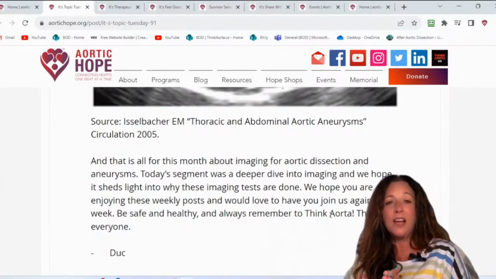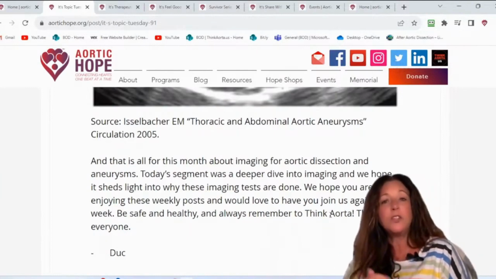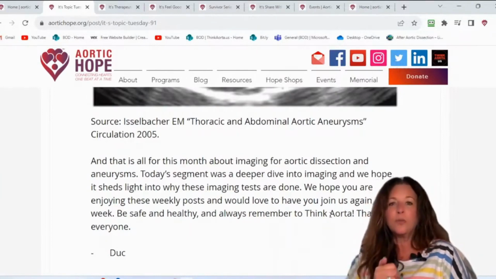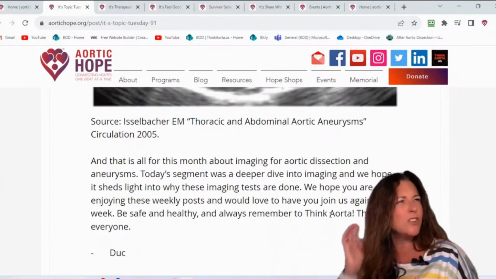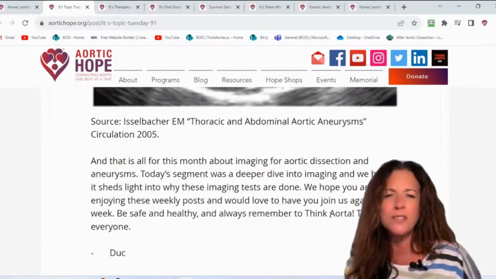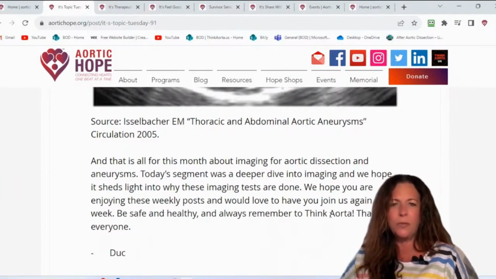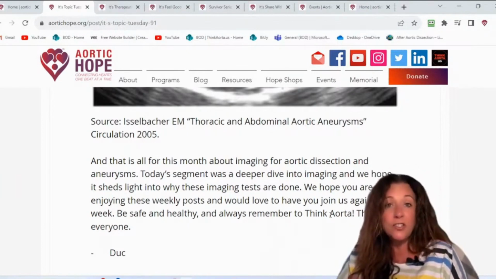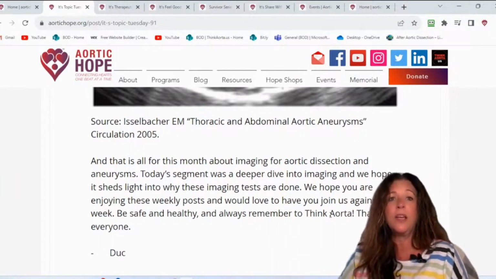I will tell you that this upcoming week is going into MRAs, or magnetic resonance angiograms. MRIs, let's just go with MRIs. There's a little nuance difference there between MRI and MRA, and they're going to get into all that information as well. So I look forward to sharing it with you next week. But if you have any questions, please let us know.